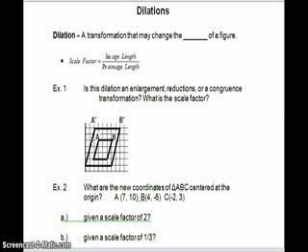Okay, the next type of transformation is dilation. And a dilation is a transformation that may change the size of a figure. Okay, and the scale factor is always going to be the image length over the pre-image length. Remember, the image is the finished product, or the one with the prime. Pre-image is the one without the prime.